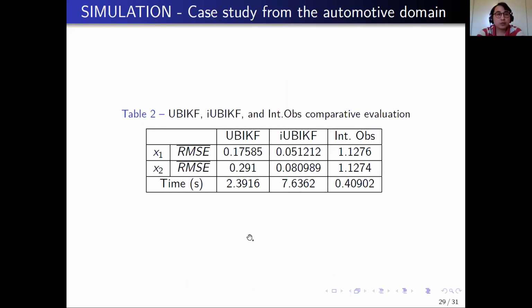And table 2 shows the RMSE index with respect to the two states X1, X2 in the three cases. We see that the RMSE provided by the improved filter is smaller than the other two methods, while the computation time is greater.